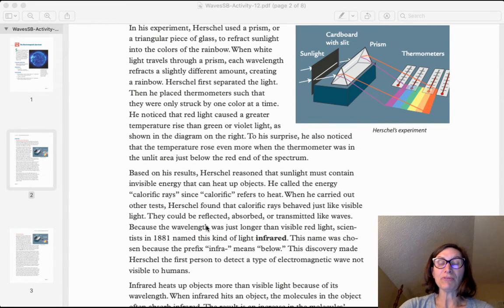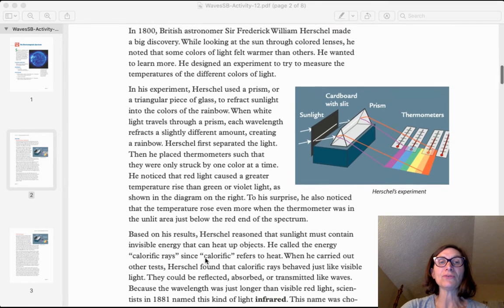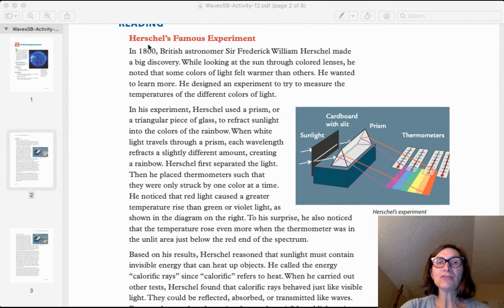They could be reflected, absorbed, or transmitted like waves. Because the wavelength was just longer than visible red light, scientists in 1881 named this kind of light infrared. This name was chosen because the prefix infra means below. The discovery made Herschel the first person to detect a type of electromagnetic wave not visible to humans. You guys, this was the 1800s.